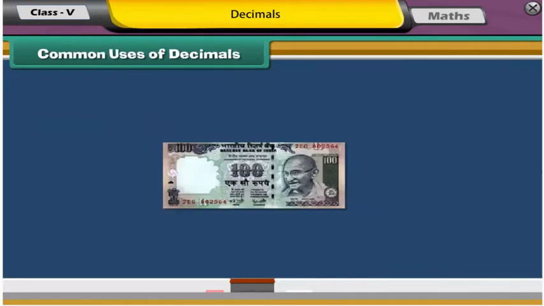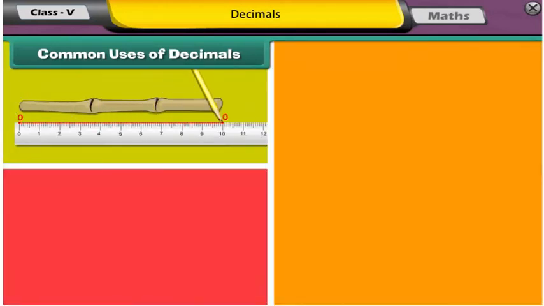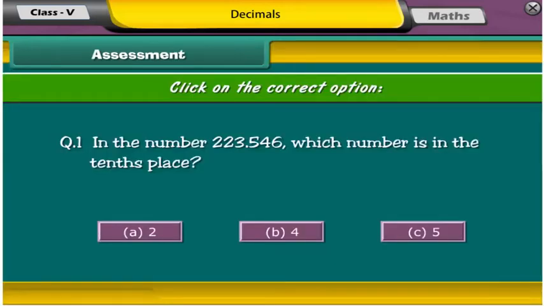Do you know 1 rupee is just 1/100th of 100 rupees? Isn't it interesting? We can also use decimals for measurement, weight, and temperature. Therefore, decimals are really very important. Click on the correct option.